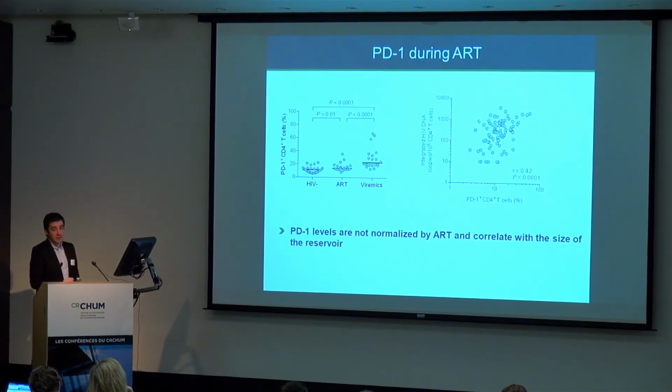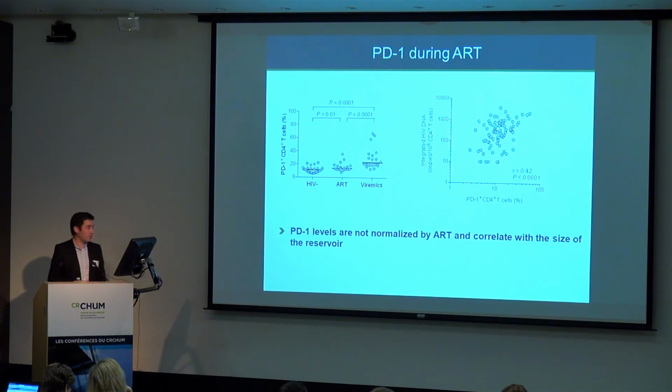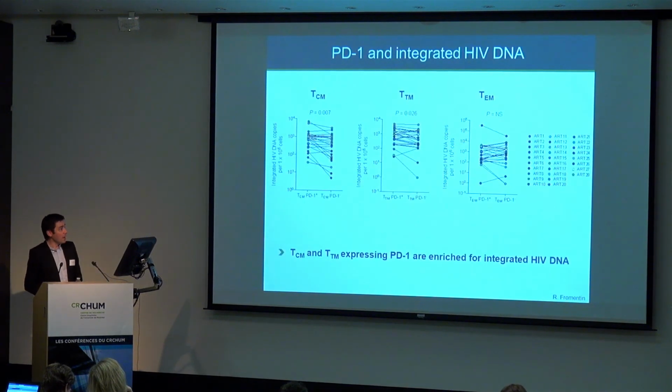More importantly, there was this nice positive correlation between the size of the reservoir, measured by integrated DNA, and the level of PD-1 expression. So Remy and others and me and many people in the lab sorted cells from a large number of virally suppressed individuals to determine whether or not those PD-1 positive cells are also enriched in fully suppressed individuals.